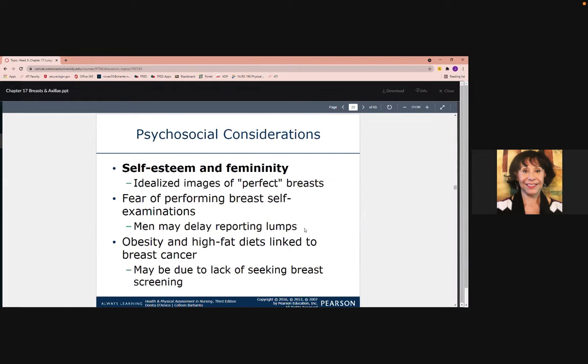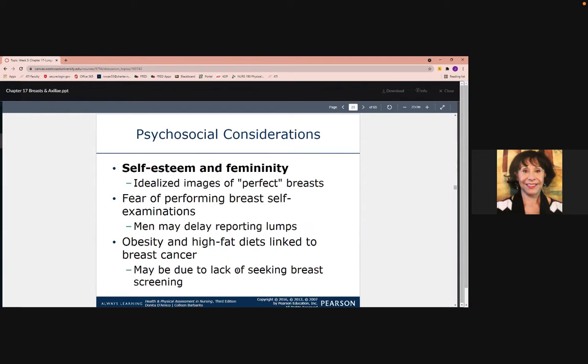We have more risk factors for developing breast cancer if we are older, overweight, and have immediate family who have had breast cancer. Obesity and high fat diets are linked to breast cancer. So know that, it may be due to lack of seeking breast screening.